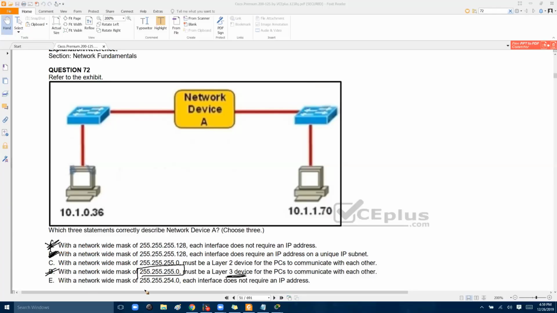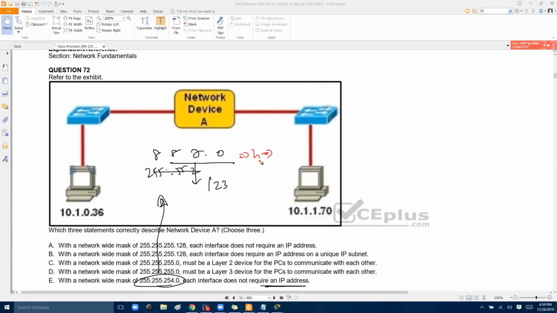And finally, if I'm using the subnet mask of 255.255.254.0, the interface does not require an IP address. So again, 255.254 means 254.0, right? So if I'm using 254.0, it means /23, right? Because the host bits will become how many? 8 plus 1, 9. So if I'm using 9, the range will be 512.